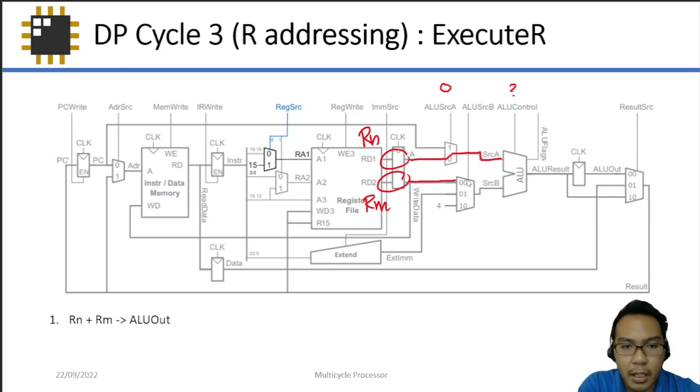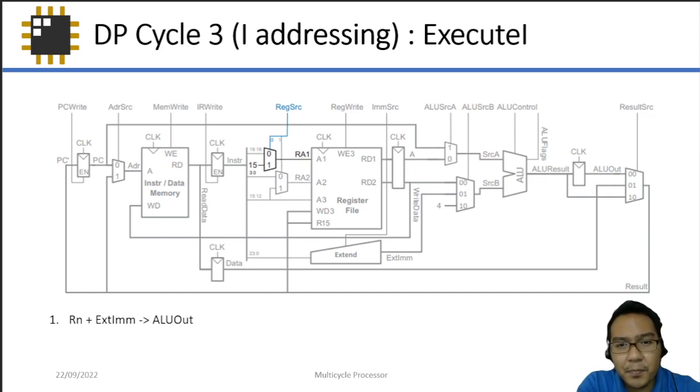And then we have RM being fed over here. So we put 0, 0 over here. And again, we don't know the instruction for the ALU because it depends on the specific instruction. But we feed that into this register. Okay. Now for cycle 3 for immediate addressing, we're going to have here from the instruction being fed into the immediate extender.